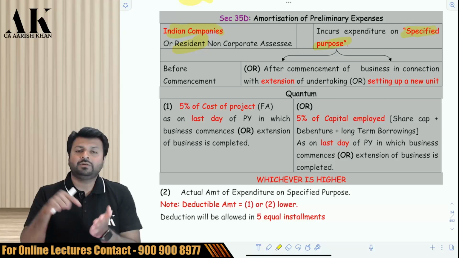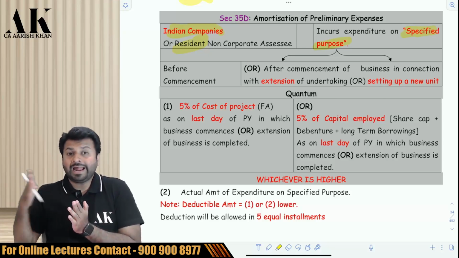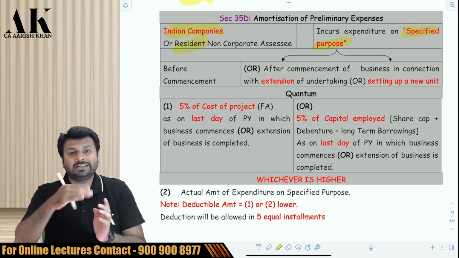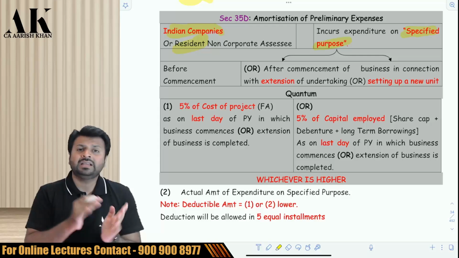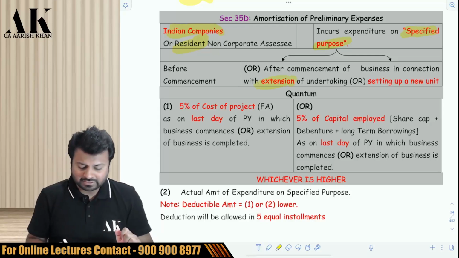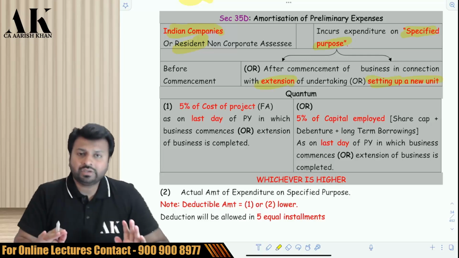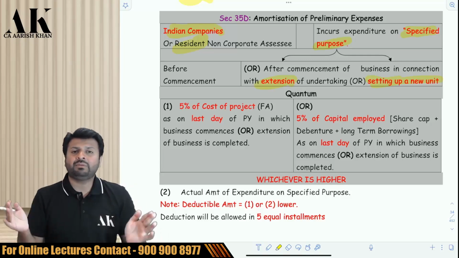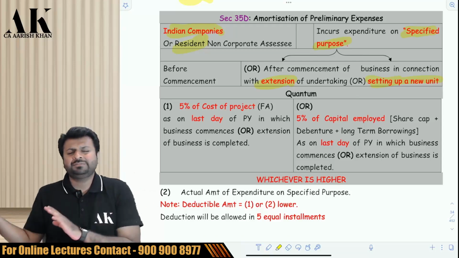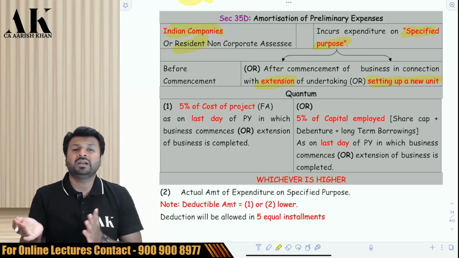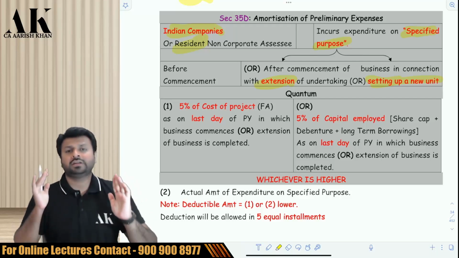Now, timing of expenditure. When should the expenditure be incurred? The expenditure can be incurred before commencement and even after commencement. But after commencement, there are certain conditions. The expenditure, if incurred after commencement, should be incurred only for the purpose of extension or expansion of the business or for setting up of a new unit. If it is pre-commencement, then it is allowed with no restriction. But if it is for the post-commencement period, then it should be for either extension or setting up of a new unit.